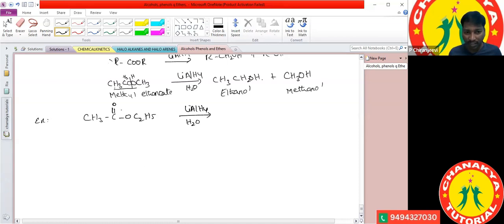So, simple logic: I am breaking the ester exactly between the carbon and oxygen. The ester can be represented like this. On this side I add hydrogen to get C2H5OH. On the other side, first the methyl group, then the CH2OH group, giving CH3CH2OH. Now if you see, here C2H5OH and here also C2H5OH. That means how many moles of ethyl alcohol is it forming?